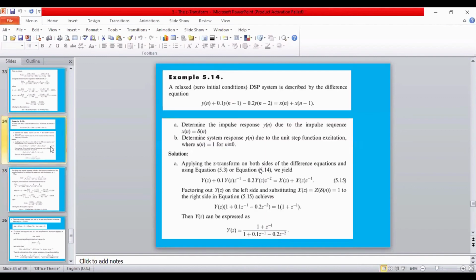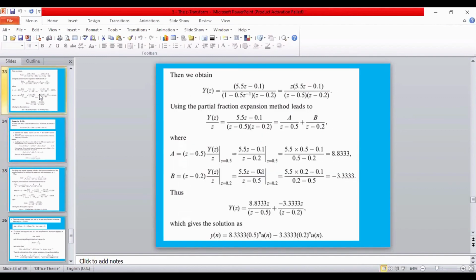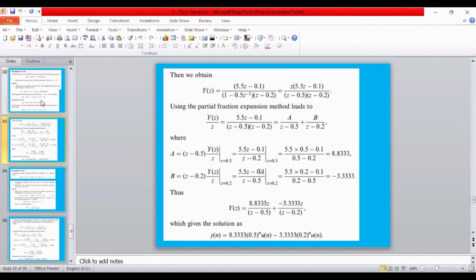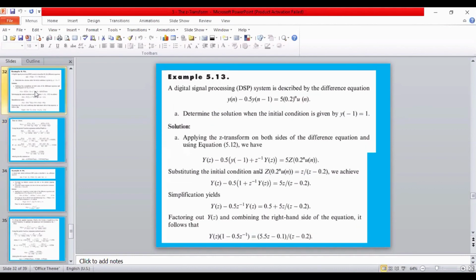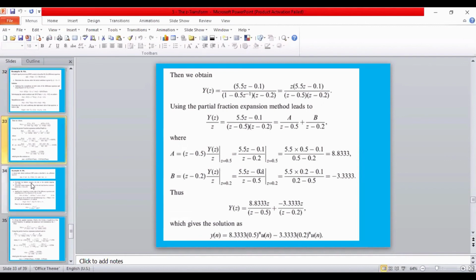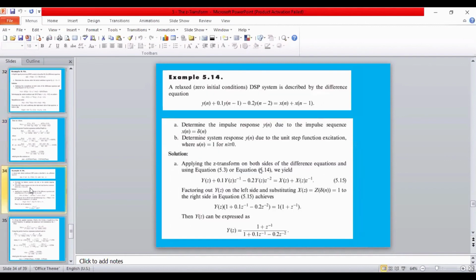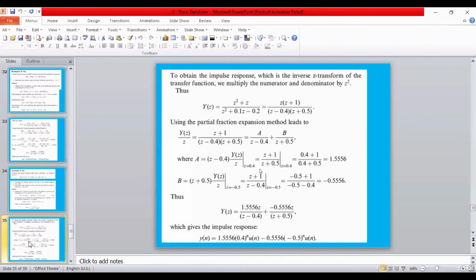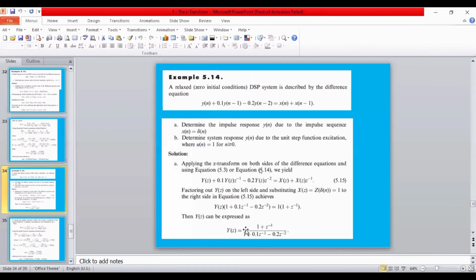So I believe we still have one more example relevant to our homework, because this was example 513, and we covered that. And there's one more, which is just the same, of the same shape.